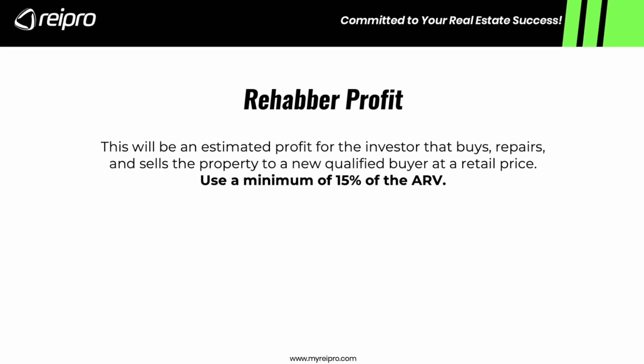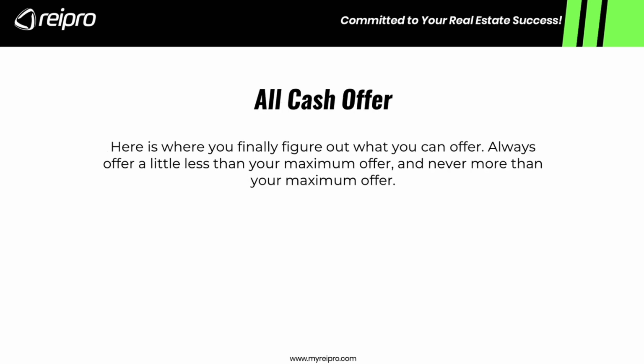Again, you'll be working with these rehabbers, and some may want 20%. Some may want more. Some may change depending on the amount of repairs and the time it's going to take to rehab the house. This is going to bring us down to our all cash offer. So here's where we finally figure out what you can offer. Now we say offer a little less than the maximum offer, never more than your maximum offer. Because if that's your maximum offer, if all those expenses became true, and you wanted all of those profits to become true, you couldn't offer any more than your maximum offer, right?